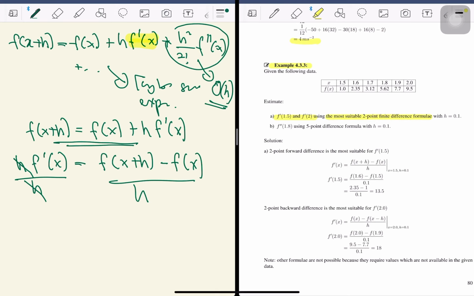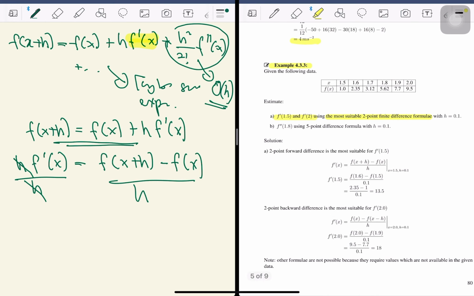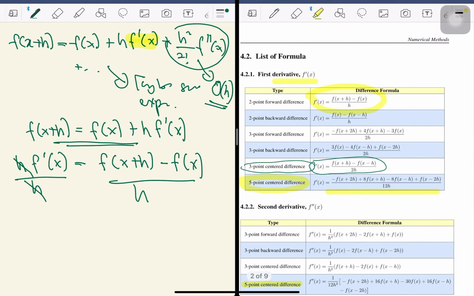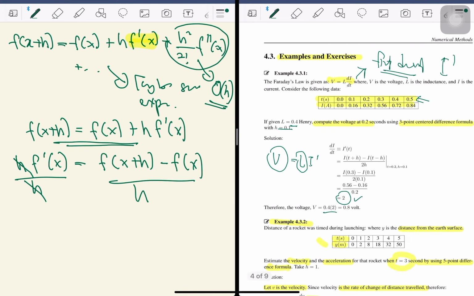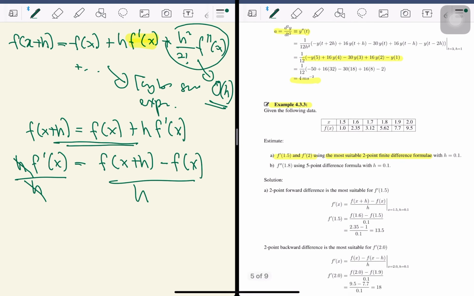If you see, the first one is the first derivative, so you can see that this one uses the 2-point finite difference formula, right? So we take a look at this one, 2-point. When we talk about 2-point, we have two options, the first option and the second option. And the question asks you to use the most suitable 2-point finite difference formula.